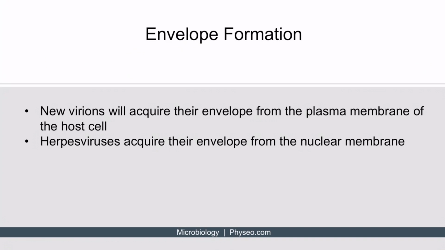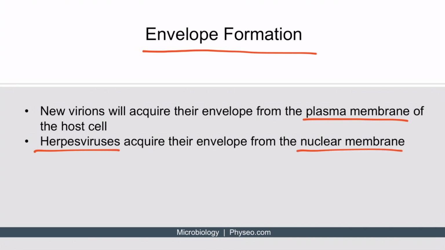We discussed the basic structure of envelopes. Now let's discuss how envelopes form. Envelopes that viruses have are basically stolen from the host cell. Most of the time, the virions exit and they just take a piece of the lipid bilayer from the plasma membrane from the host cell as they leave. The only exception to this are the herpes viruses, which actually steal some of the lipid bilayer from the nuclear membrane. Otherwise, just expect that viruses get their envelope from the cell membrane.